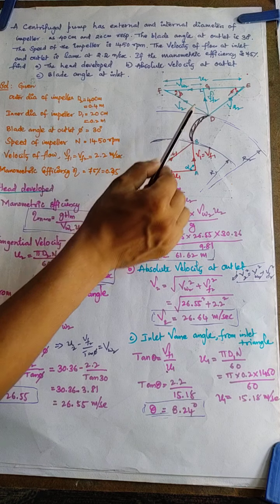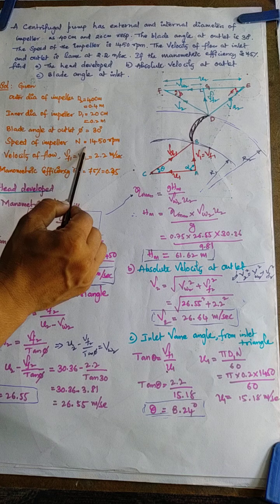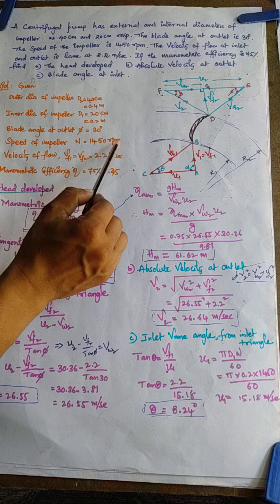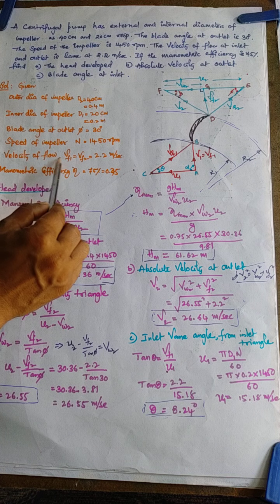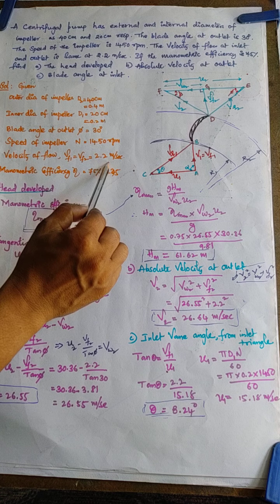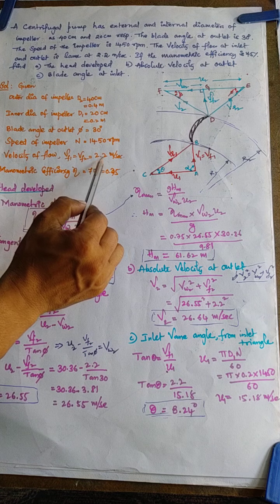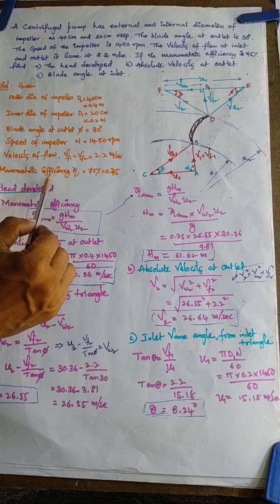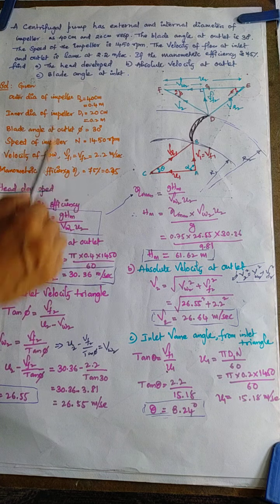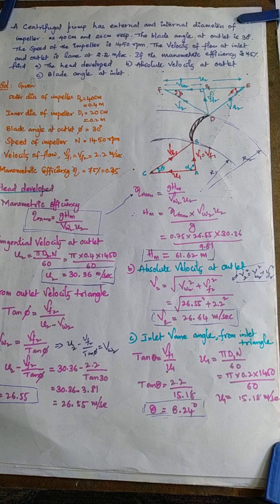Blade angle at outlet, so this is the blade angle. Blade angle at outlet is given as 30 degrees, and speed of this impeller is 1450 rpm, and velocity of flow at outlet and inlet is same, that is vf1 is equal to vf2, that is equal to 2.2. So vf1 and vf2 both are same, the value is 2.2 meter per second, and manometric efficiency is given as 75%. So these are the given values, and you are asked to find the values of head developed, absolute velocity, and blade angle.